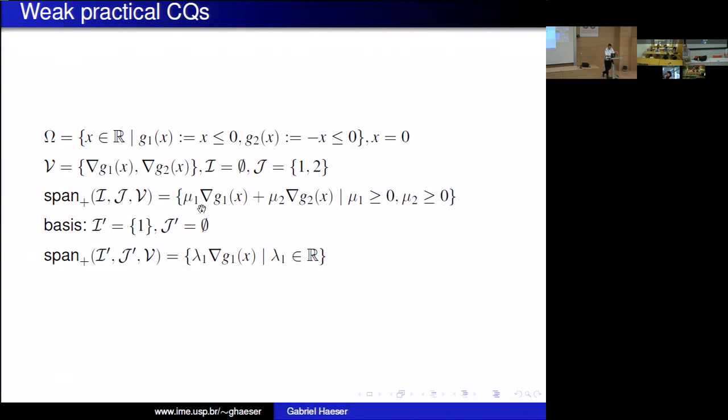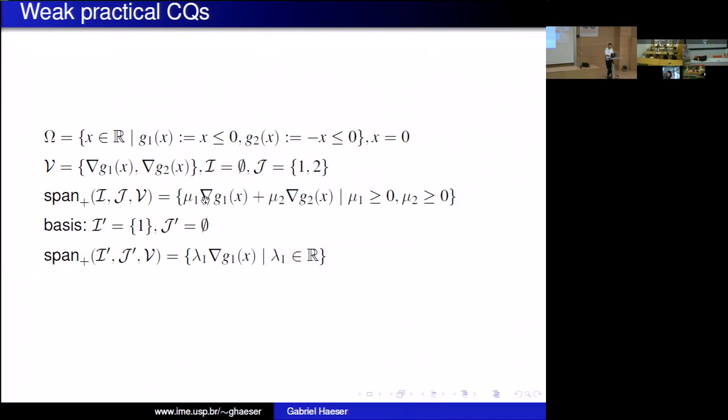Okay, so in this case, this gradient is 1, and this gradient is -1. Okay, so this is the cone, but this does not form a basis, because it's positive linearly dependent. If you add 1 and -1, you get 0 with a positive scalar.